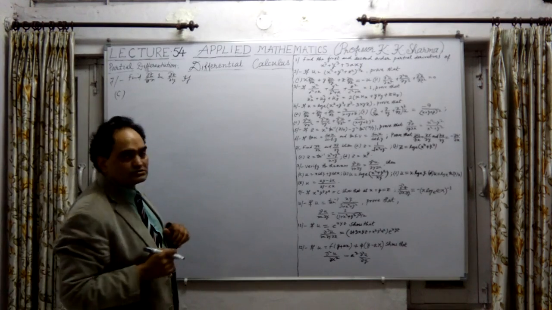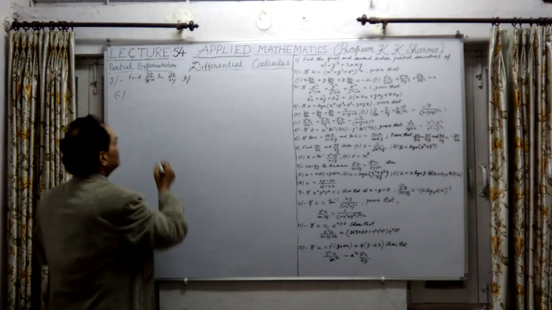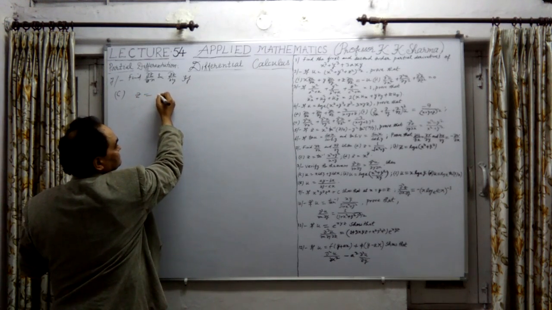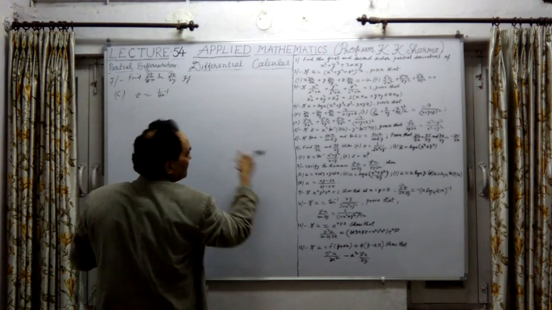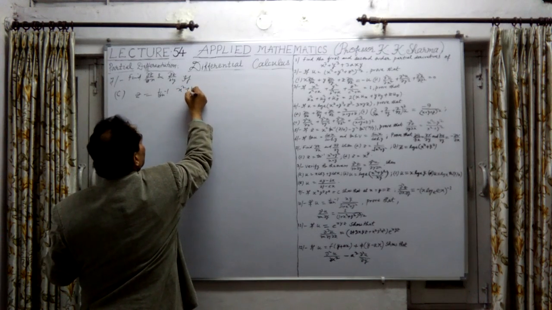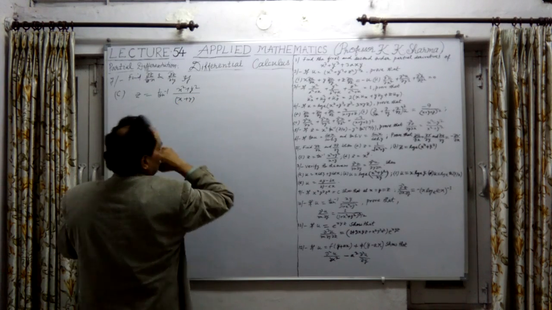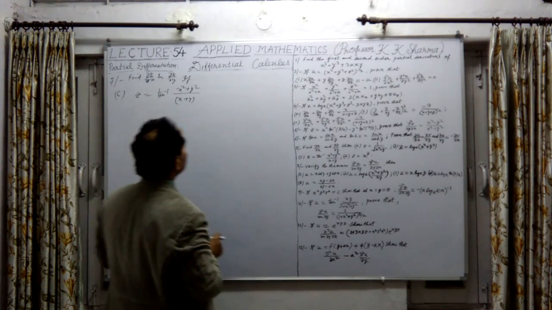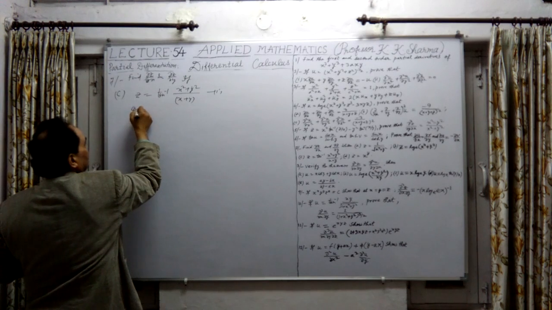Part C of seventh question says this one, z equal to tan inverse of x square plus y square upon x plus y. Okay, this is the value of C part here. So tan inverse. Differentiating this first, that let me write here.